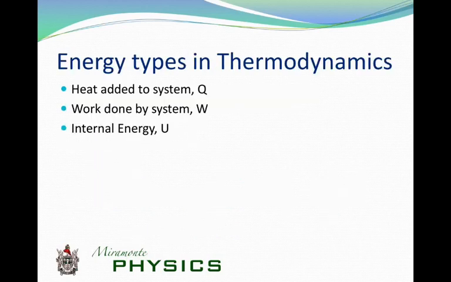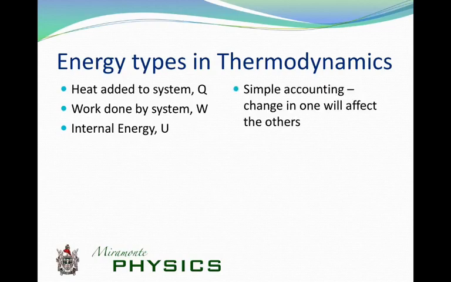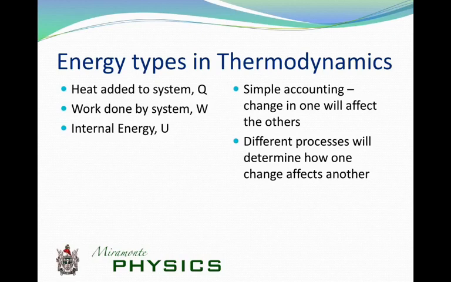Okay, so energy types and thermodynamic types of problems. We can have heat added to a system, we can have work done by a system, and then we can have internal energy changes. And it's sort of like a bank account where you add money and then you can increase the amount of savings that you have, and you can have money to spend. By changing one, you're going to affect the others. The idea is we're going to think about different processes that will allow one type of change and see how they affect the others.